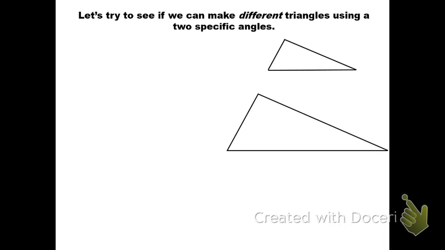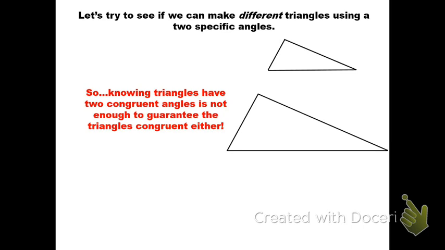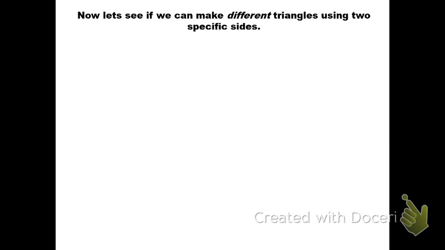Are these triangles congruent? No. They might have the same shape, but they're certainly not the same size. So once again, knowing these 2 parts was not enough to guarantee congruence. So no, we can't prove congruence. Now let's try another combination of 2 parts.